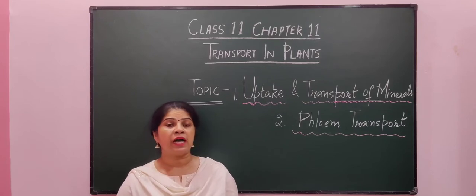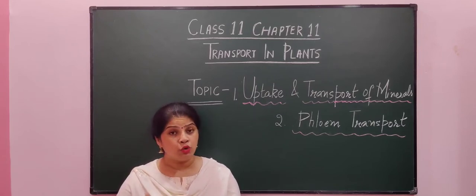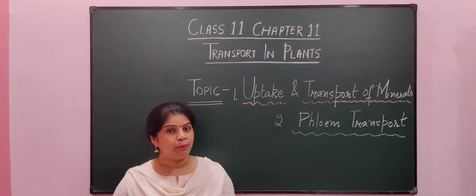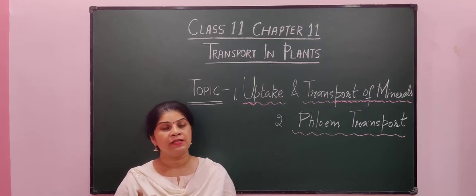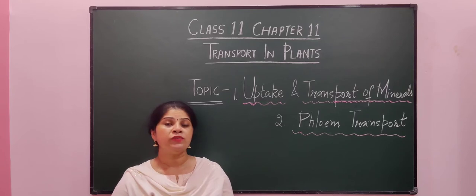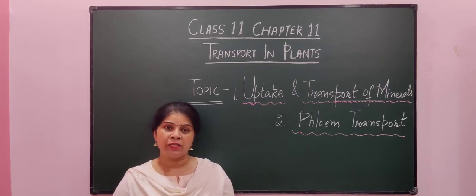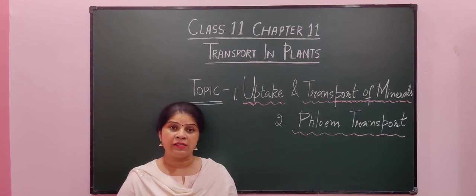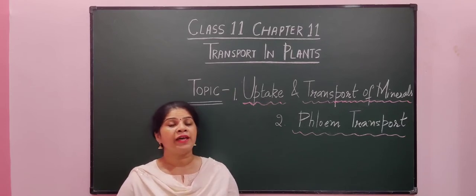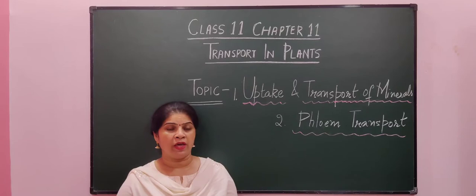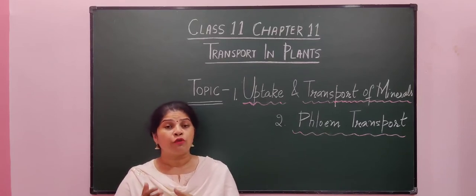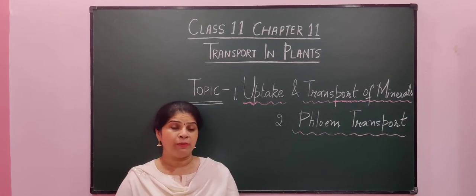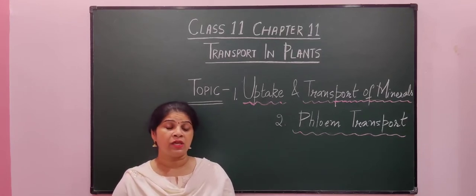And mineral ions, after the absorption, move by two pathways. One is the apoplast pathway and second is the symplast pathway. Students, we all know that in apoplast pathway, the molecules move from one cell to another cell through the cell wall, whereas in case of symplast pathway, the molecules move from one cell to another cell through plasmodesmata, that is cell to cell connections.